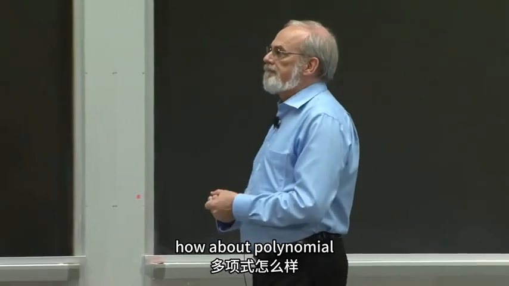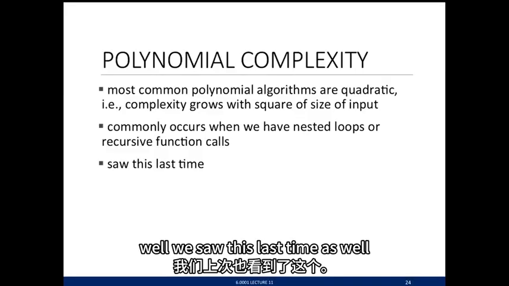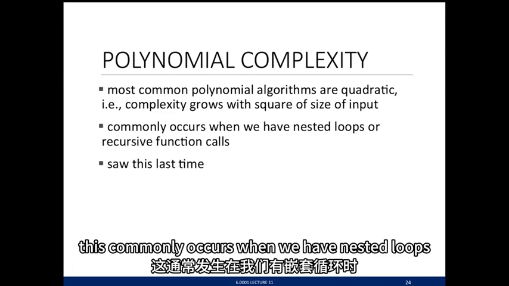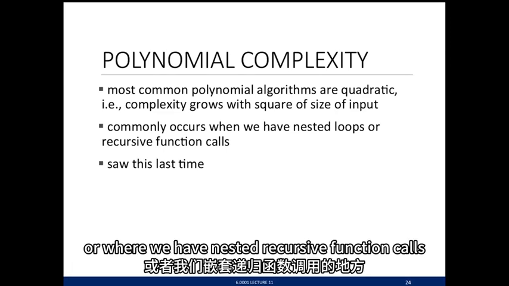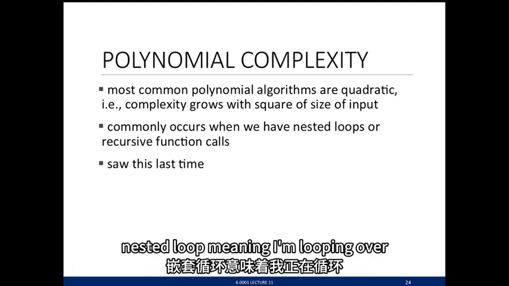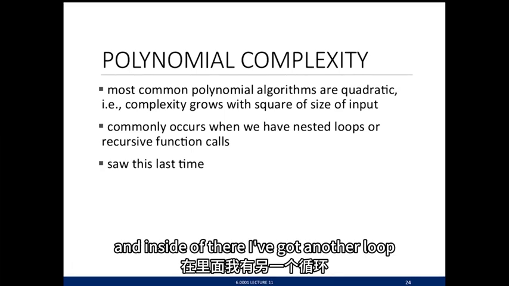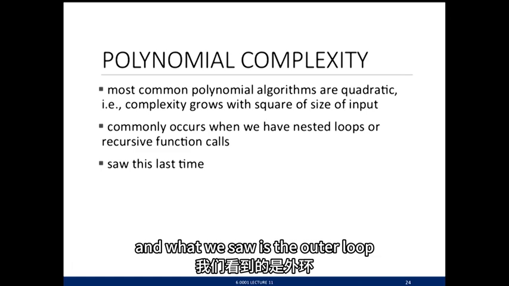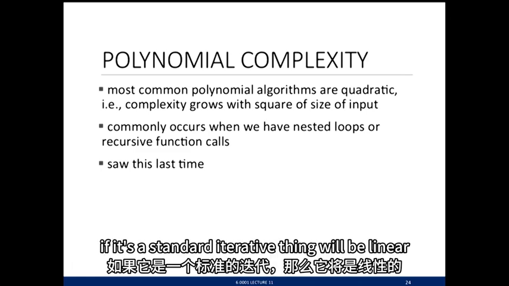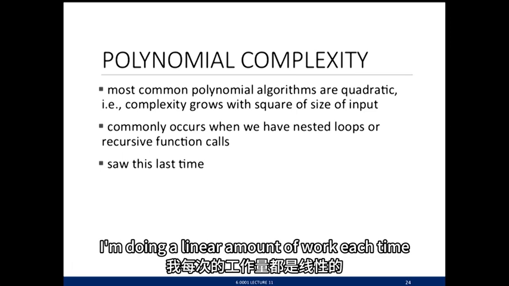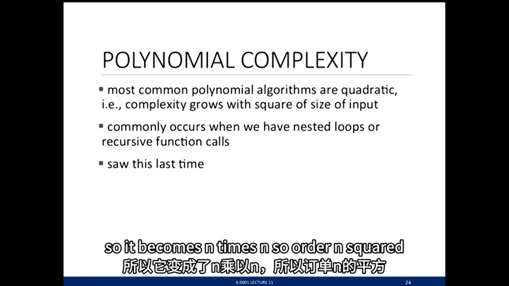How about polynomial? Well, we saw this last time as well. This commonly occurs when we have nested loops or where we have nested recursive function calls. Nested loop, meaning I'm looping over some variable, and inside of there I've got another loop. And what we saw is the outer loop, if it's a standard iterative thing, will be linear. But inside of the loop, I'm doing a linear amount of work each time. So it becomes n times n, so order n squared.